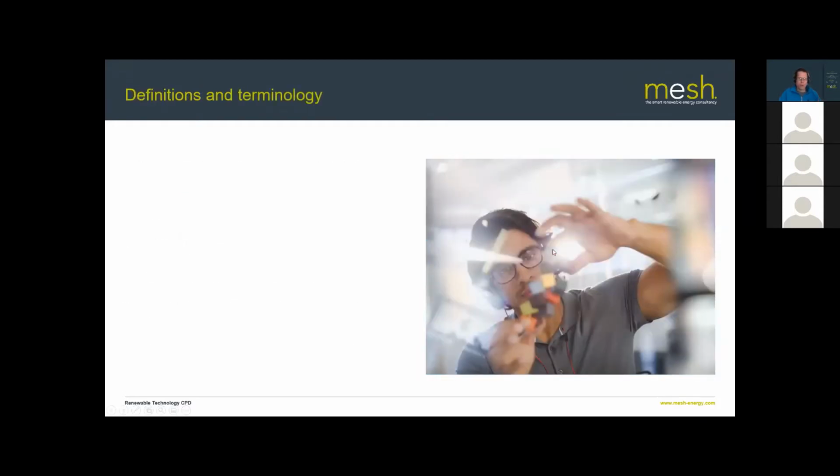So I'm going to talk a bit about some of the definitions and terminology, because I think it's quite important that we don't confuse different things. So start with some of the basics. A solar module or solar collector is basically a solar panel, and we'll talk about collectors, modules, panels, but they all basically mean the same thing. It's the bit the light shines on that creates electricity.